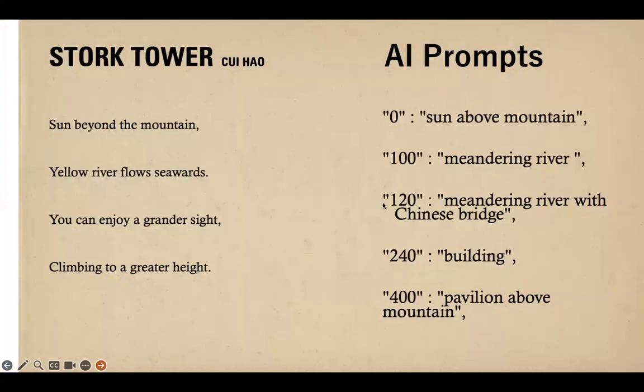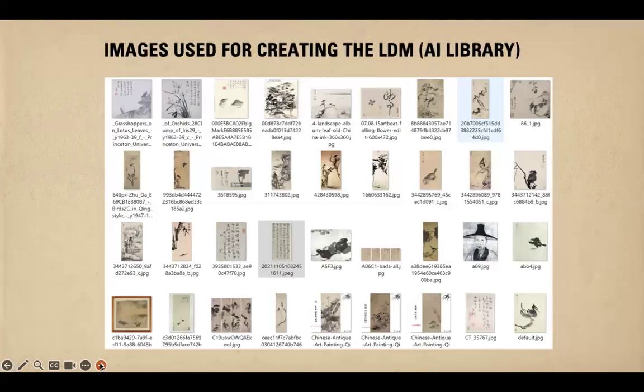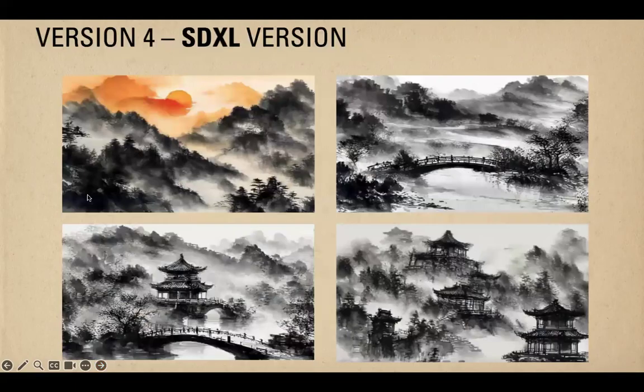So again, we went into modifying our prompts and also included other libraries. We created a library which was mainly based on public domain images of Chinese paintings. These images are old enough that they are not infringing on existing copyright. And then the outcomes became much closer to what we were looking for, as you can see here.